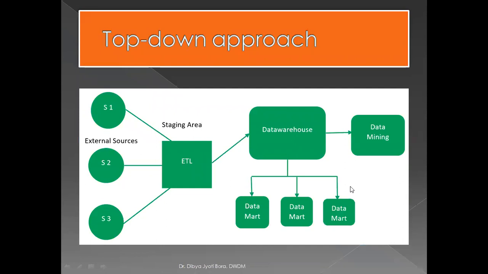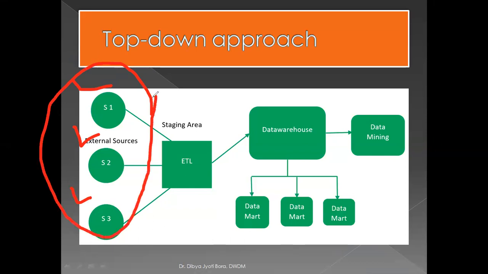Is this figure visible to everyone? So S1, S2, ST, these are some external sources. I hope up to now you already got that when we consider this type of data warehouse architecture, first we have to collect the data from different sources. Now, looking at this figure, can anybody tell me what type of data warehouse architecture I'm talking about here and what this figure is referring to?